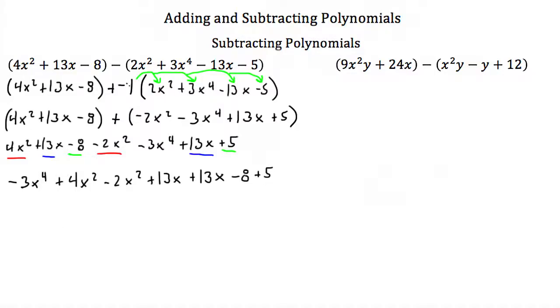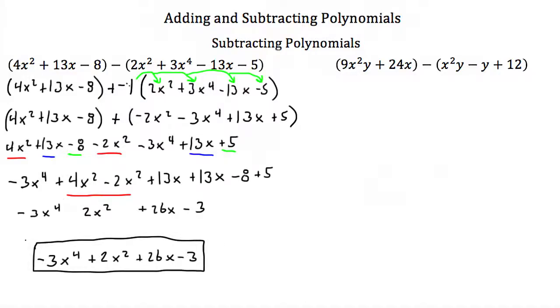Now you just add the coefficients of your like terms. Here I have a 4x squared and a minus 2x squared. Well, 4x squareds and minus 2x squareds would be just 2x squared. 13x plus 13 more x's will be 26x. And minus 8 plus 5 is a minus 3. And don't forget about your negative 3x to the fourth. So when we subtract these two polynomials, we just end up with negative 3x to the fourth plus 2x squared plus 26x minus 3. Let's try our last example here.